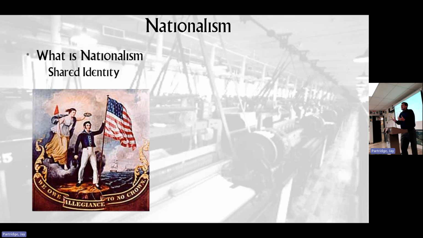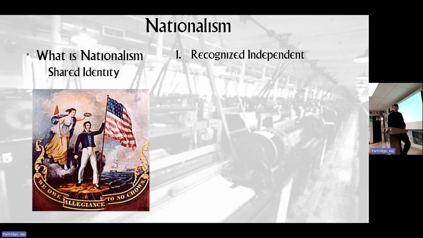But you don't have that for the United States. That doesn't exist. It's going to be created out of this war. So a couple of things came out of it. Why is it nationalism? We won. There's no way you can say the United States is not independent.